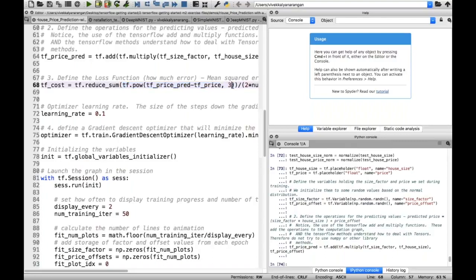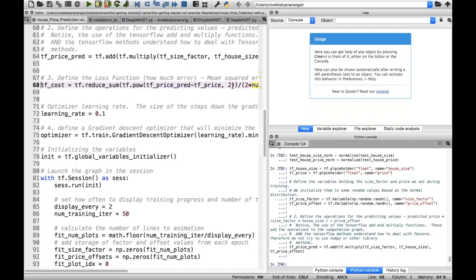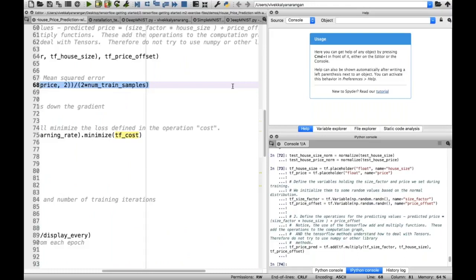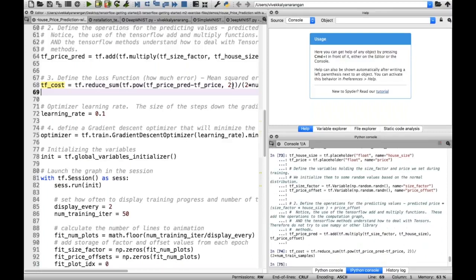So if I write 3 here, it will cube it. If I write 4 here, it will make it to the power 4 and so on. Okay, so we want to measure the squared errors in this case. So we will write 2. And then finally, we'll sum each of those errors up and then divide it by the total number of observations. So here non-trained samples is the total number of observations that we have, which will give us a representative or an average value of the loss.